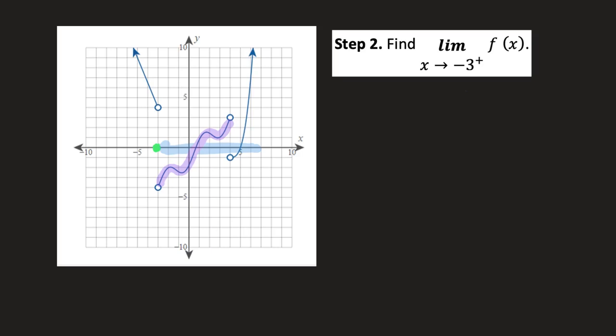Since I'm concerned about -3, I want to label that ordered pair when x is -3. Even though it's an open circle, that means I don't include it. That's -3, and the y value looks like -4. So as I'm traveling along the x-axis, my friend on the curve is traveling closer and closer to this open circle at -4 for the y value. Therefore the limit as x approaches -3 from the right of f of x is going to equal -4.